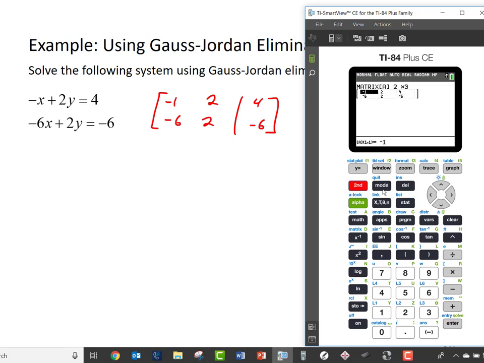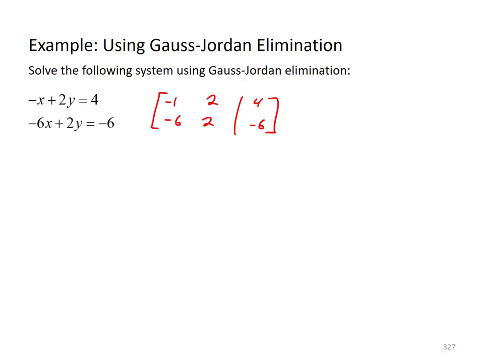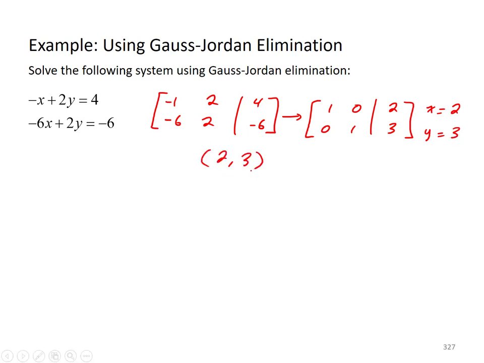Second quit to go to the home screen. And if you notice, the last command we used was RREF of A. I want to do that same function again, so if I press enter, it will recalculate that using the new matrix A that I've typed in. So the reduced row echelon form of this matrix is, in the first row, 1, 0, 2. And in the second row, 0, 1, 3. So again, this corresponds to x equals 2, y equals 3, or the ordered pair, parentheses 2, comma 3, close parentheses.